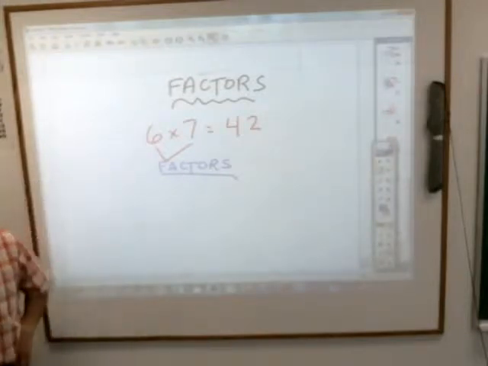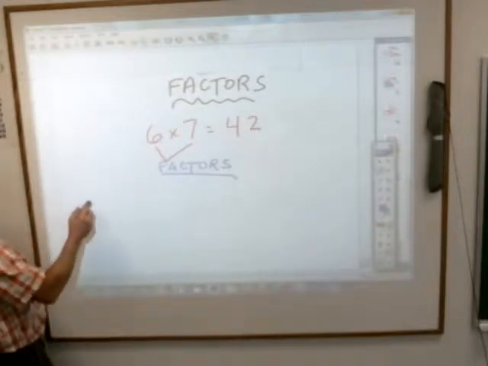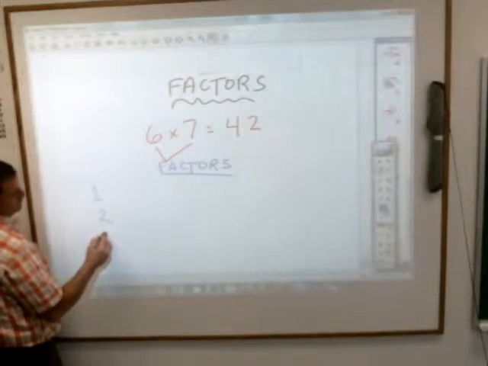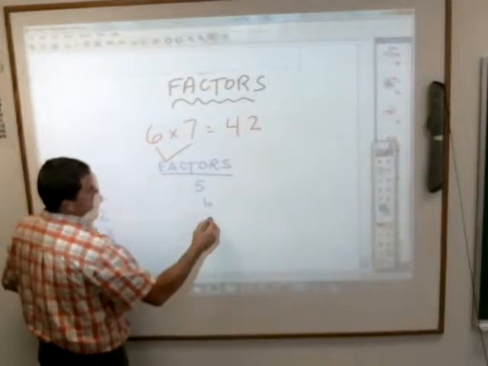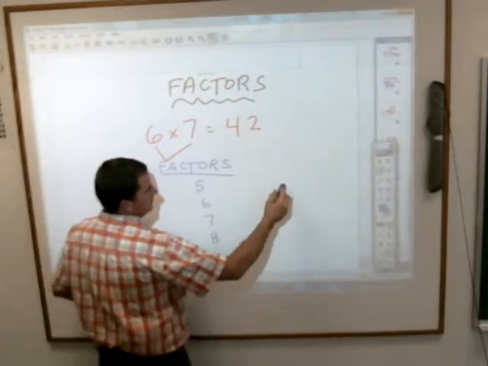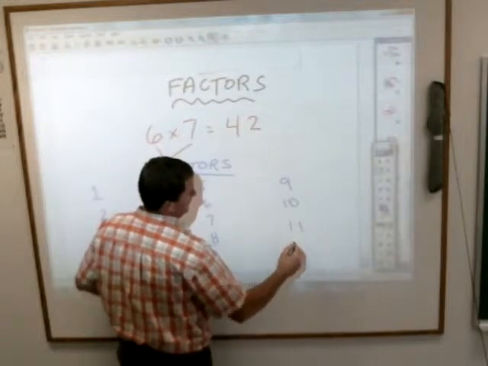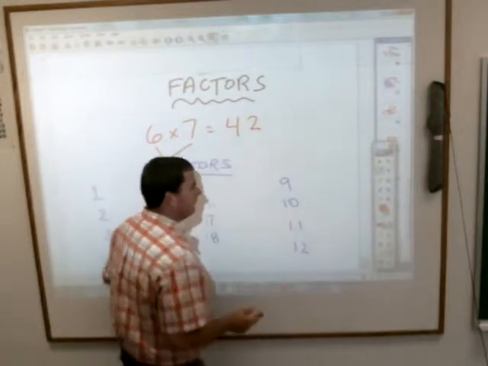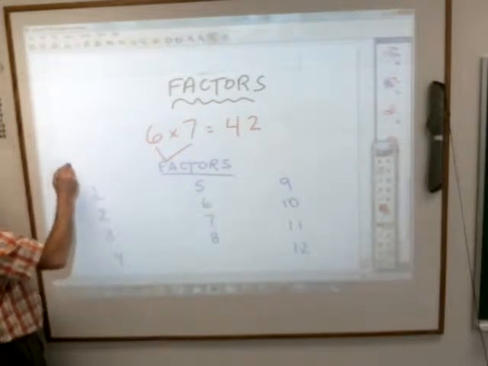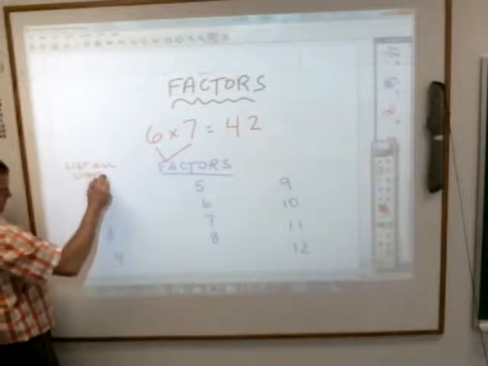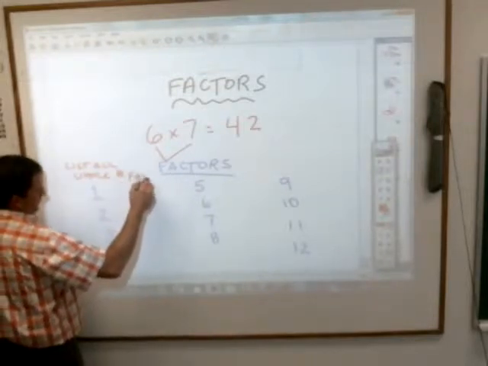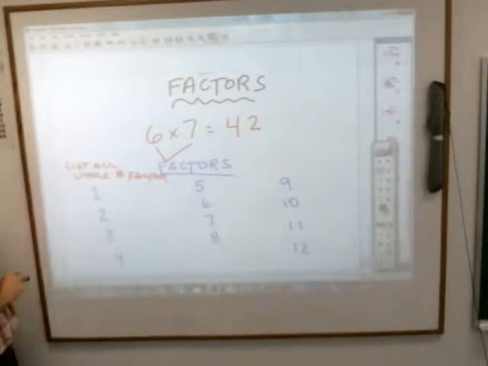Now, we're going to take a look at some things here. Write this down for me. Let's start with 1. 1, 2, 3, 4, 5, 6, 7, 8, 9, 10, 11, 12. If you're asked to give all factors or to list all factors, they'll ask you to list all whole number factors. We'll talk about that some other time, but what they're asking you to do is to list what numbers could you multiply or could be multiplied together to give you that number.